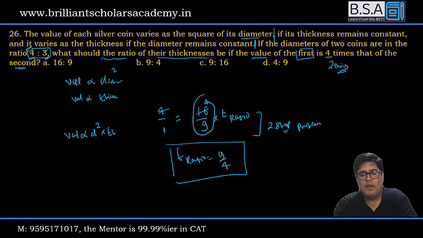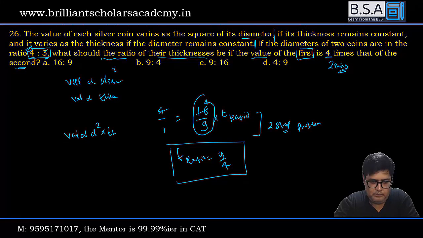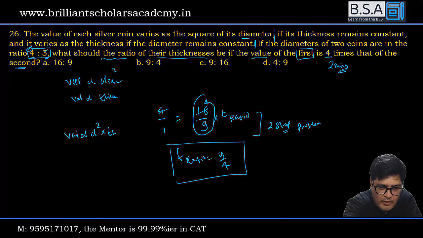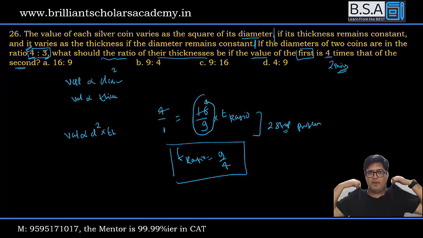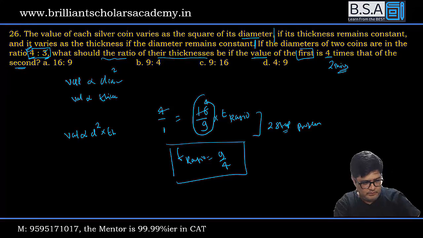Yes. So, it is written that it varies as the thickness if the diameter remains constant, right? By this wording I had thought that it's a question of direct variation instead of mixed proportion. I thought in that way.